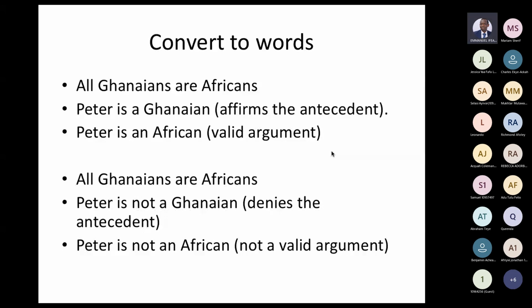Now, look at the second example. All Ghanaians are Africans. Peter is not a Ghanaian, which denies the antecedent. Therefore, Peter is not an African. Now, we are told that this is not a valid argument. Why is it not valid? We'll understand why by looking at the argument again. All Ghanaians are Africans. That's true. Now, if Peter is not a Ghanaian, is that enough reason to say he's not an African? Can you prove that Peter is not an African by simply proving that he's not a Ghanaian?